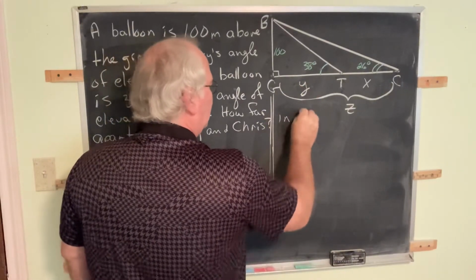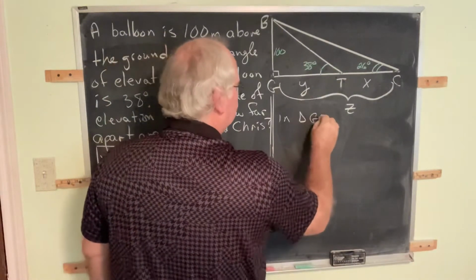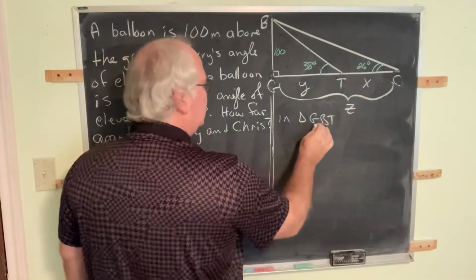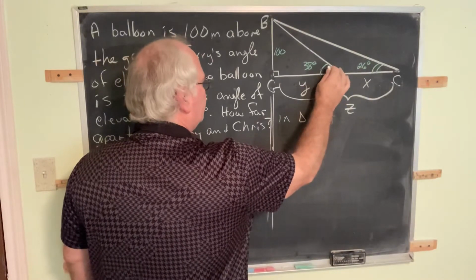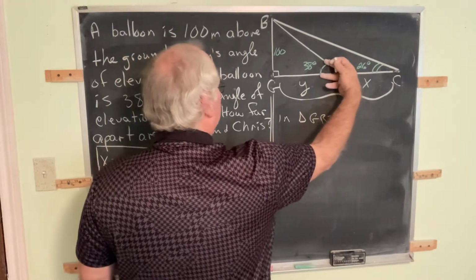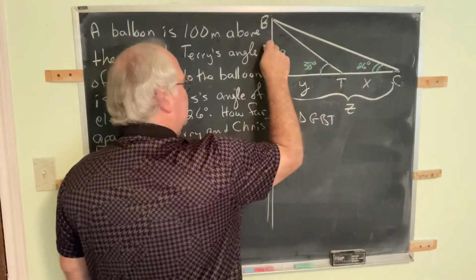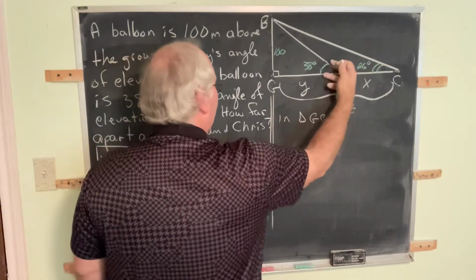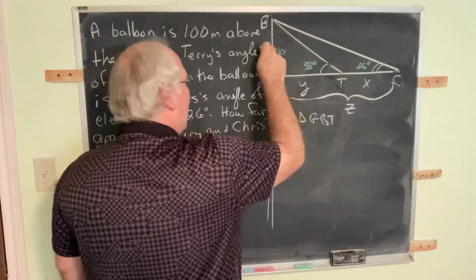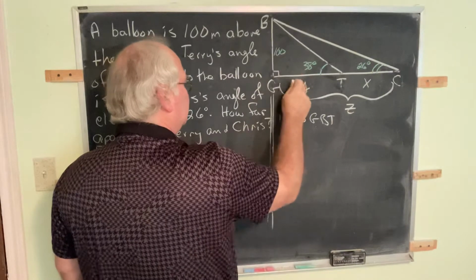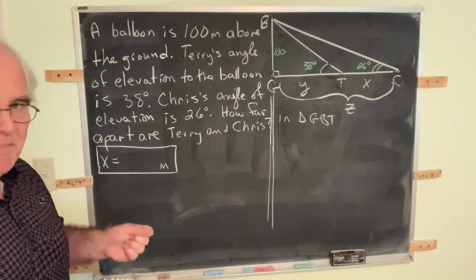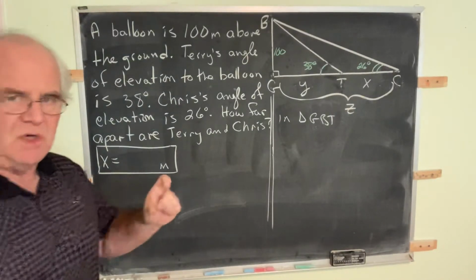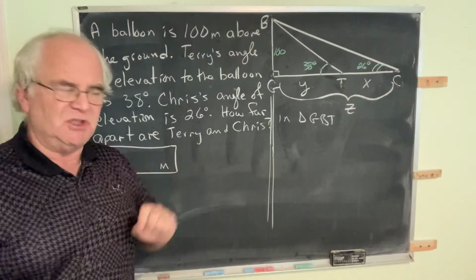So in triangle GBT, again, the order we find these is irrelevant. In triangle GBT, we have this angle given. From the perspective of this angle, 100 is given, that's opposite. Y is desired, that's adjacent. So from the perspective of this angle, we have opposite and adjacent, right? The function we need is tangent. Remember, SohCahToa tells us tangent is opposite over adjacent.